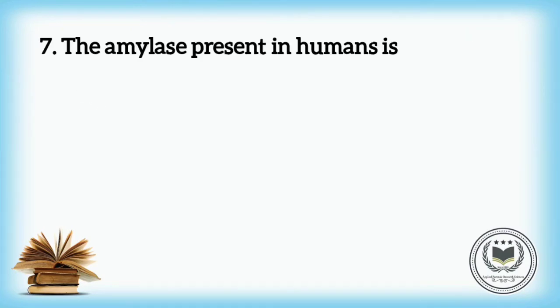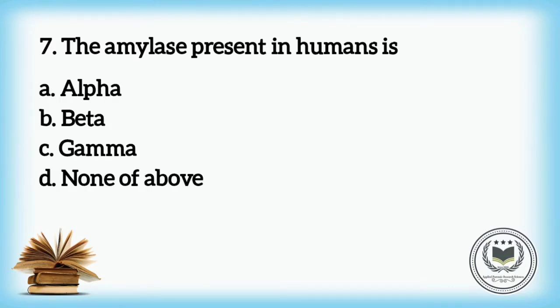The question number 7 is, the amylase present in humans is option A, alpha. B, beta. C, gamma. D, none of the above. And the correct option is A, alpha.